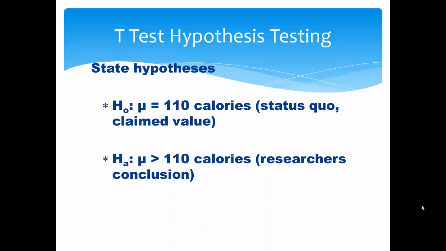The alternate hypothesis is often called the researcher's conclusion. This is what the researcher believes to be true and is therefore trying to prove with the hypothesis test. And in this case, I am contending that the mean number of calories in the chocolate chip cookie is more than 110 calories. So that is my alternate hypothesis.